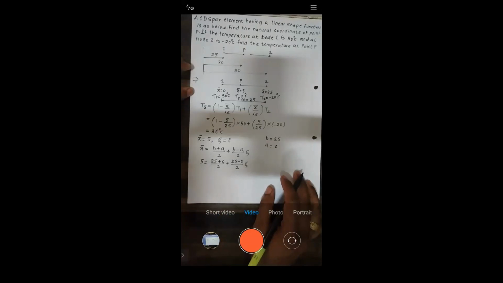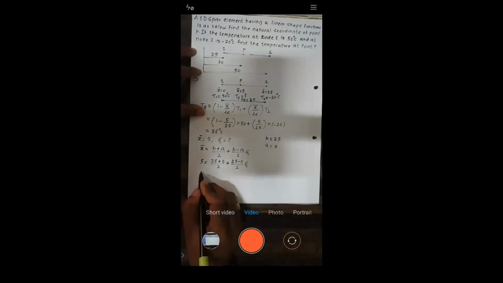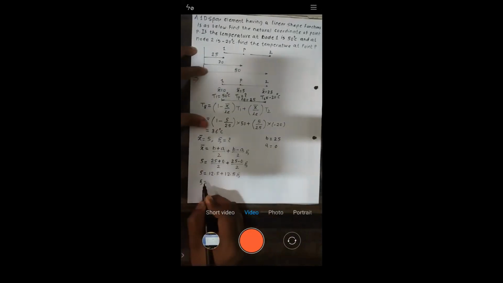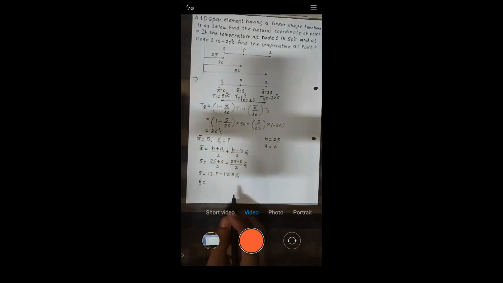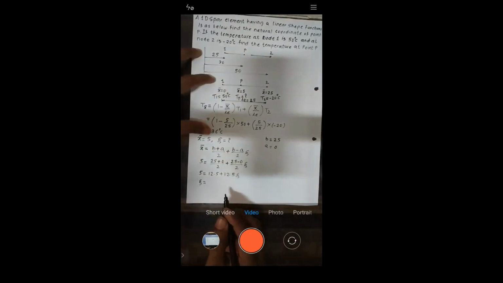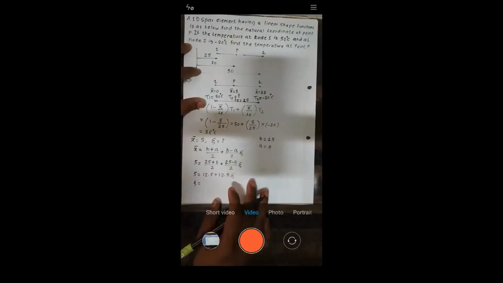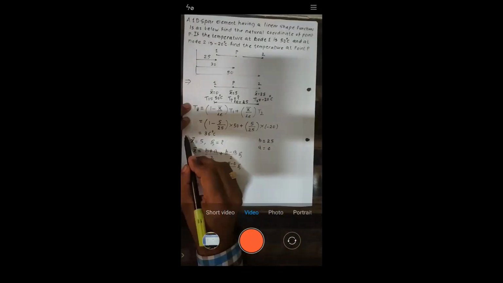So what will you get? 5 is equal to 12.5 plus 12.5 zeta. So tell me what value of zeta you are getting. You're getting zeta as minus 0.6. See here, this is the next level.